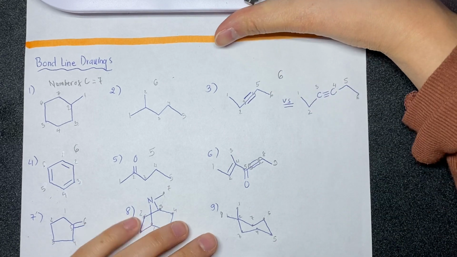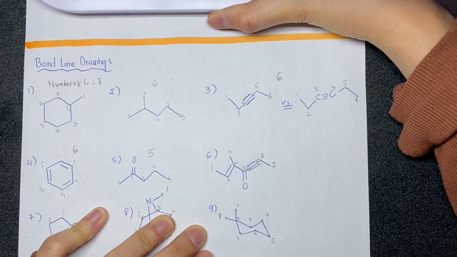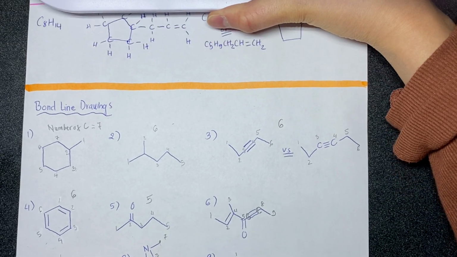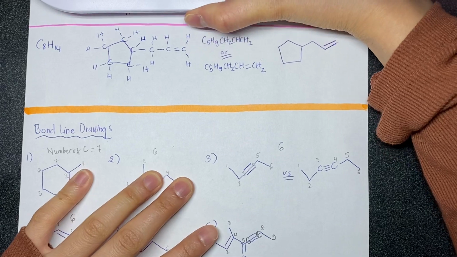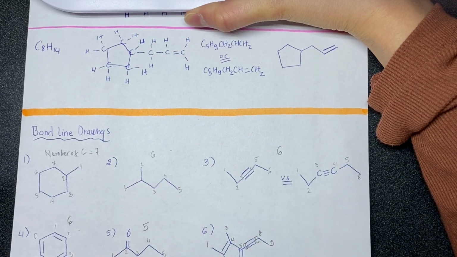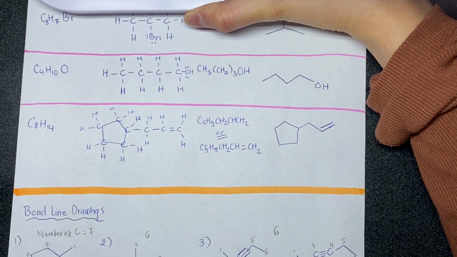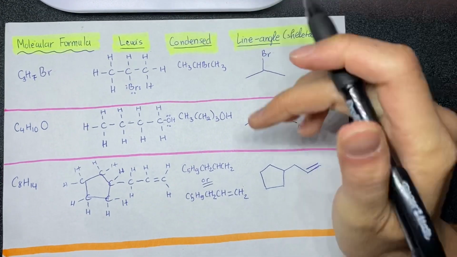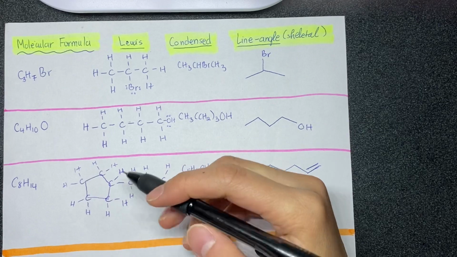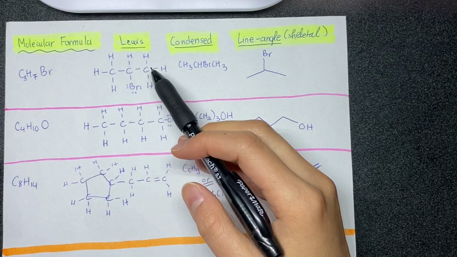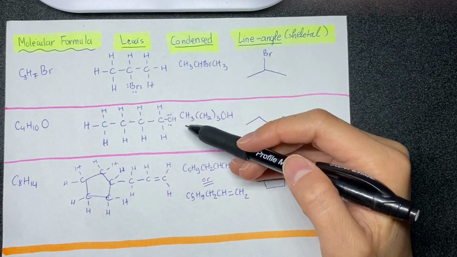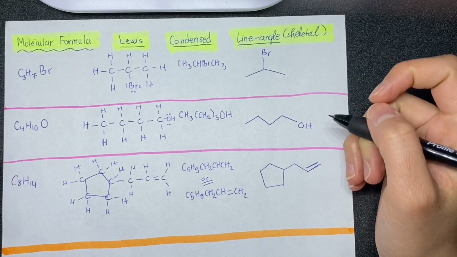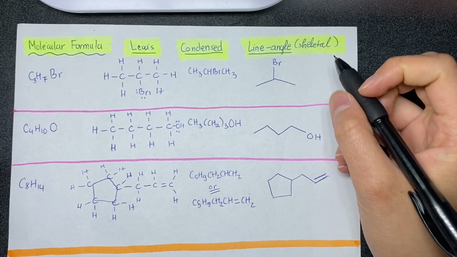All right. So now we're going to move on to some more examples up here. So there you go, your molecular formulas for some compounds. And you have your Lewis structures, your condensed, and your line angles like we just talked about.